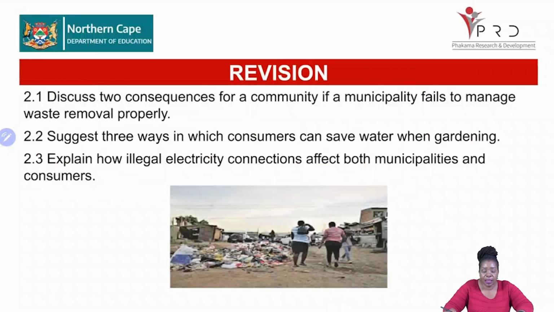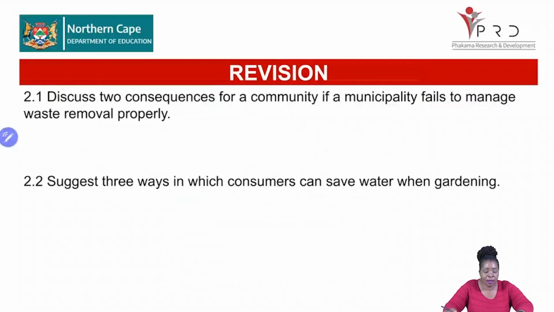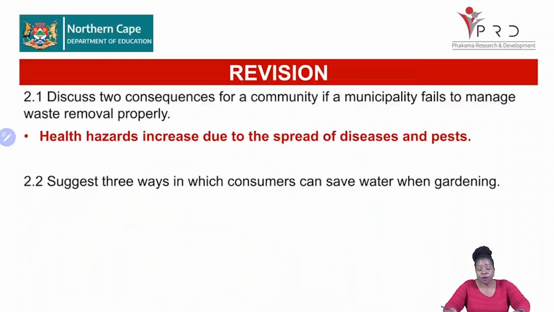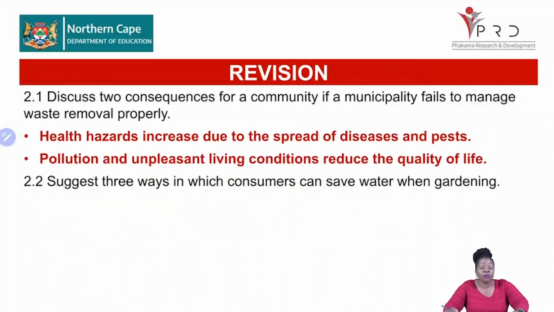Right, I'm hoping we are done. Let's move on to the answers. 2.1 says, discuss two consequences for a community if a municipality fails to manage waste removal. Firstly, health hazards increase due to the spread of diseases and pests. When rubbish is not removed, we usually find flies there, we find rats and mice also eating on the rubbish or on the waste that is not collected.